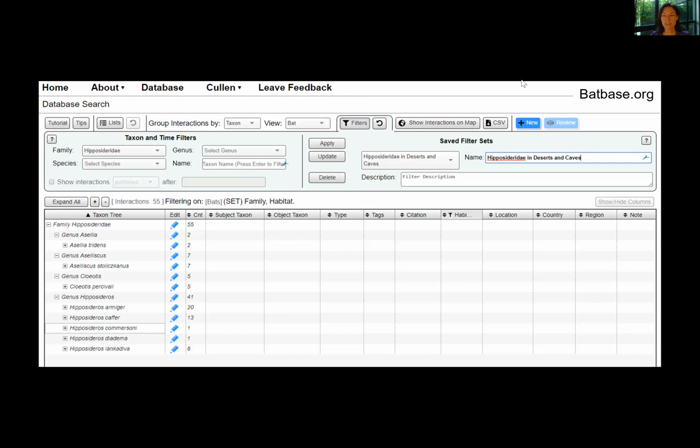And say you like that search, you're going to be doing a lot more work on Hipposideridae and deserts and caves. And so you want to save that filter set, and you want to come back in 6 months and see what else is new. So you can save that filter set. You can also just download yourself the CSV file, a spreadsheet, of all the data that's there. And that includes every single bit of data that I had shown you before, as whatever we know about the location, the GPS, the citation, all of it, all together. So you're able to do a lot with this.